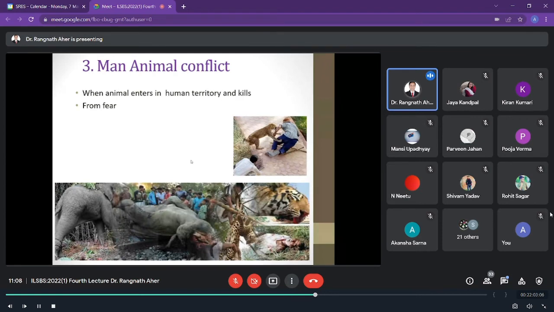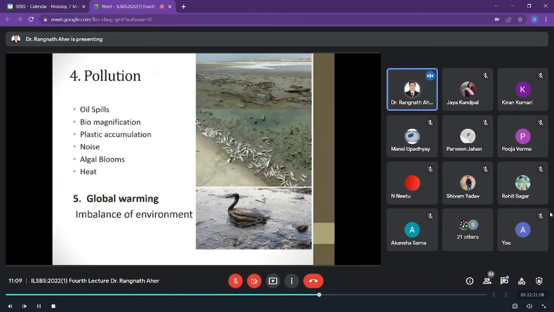The humans disturb the animals or they kill the animals. These are some examples, some images of this man-animal conflict. This was a great loss in biodiversity.